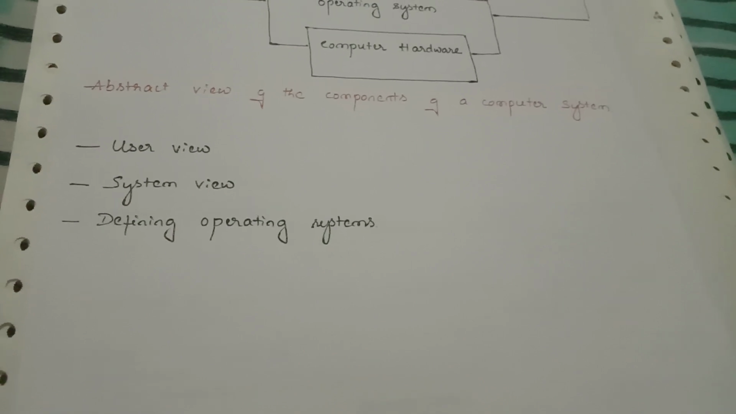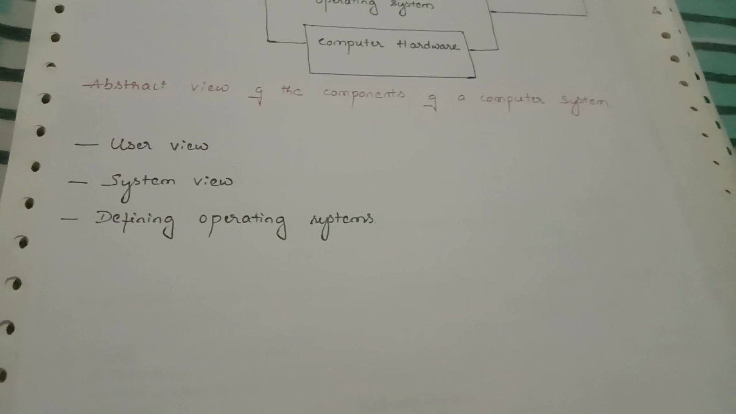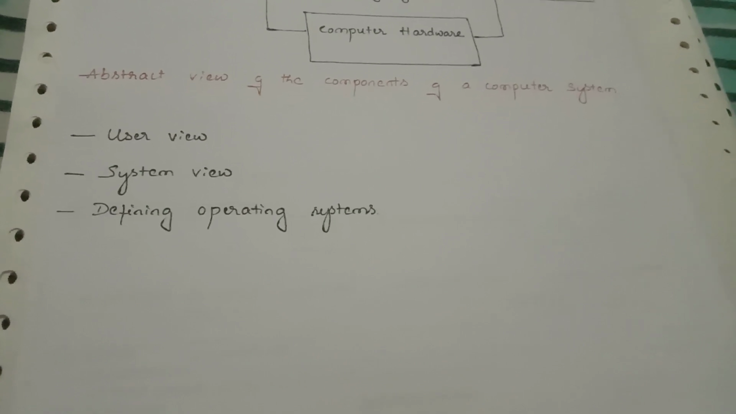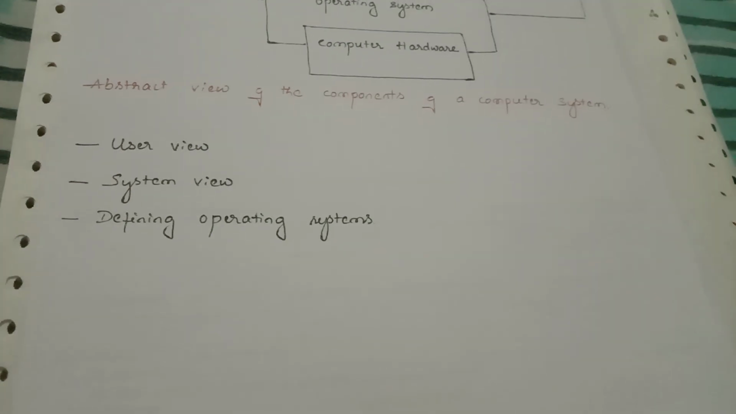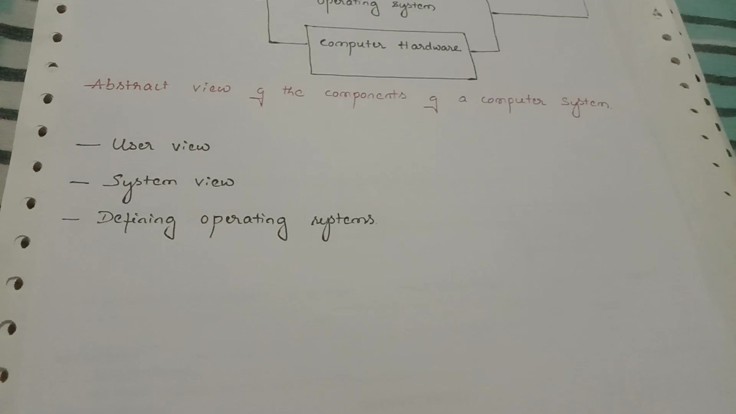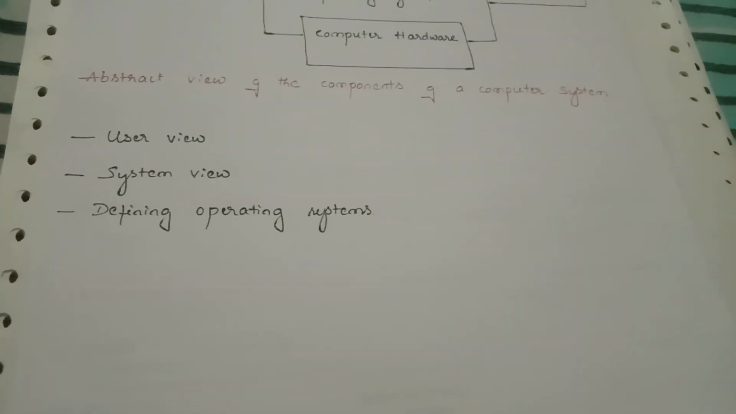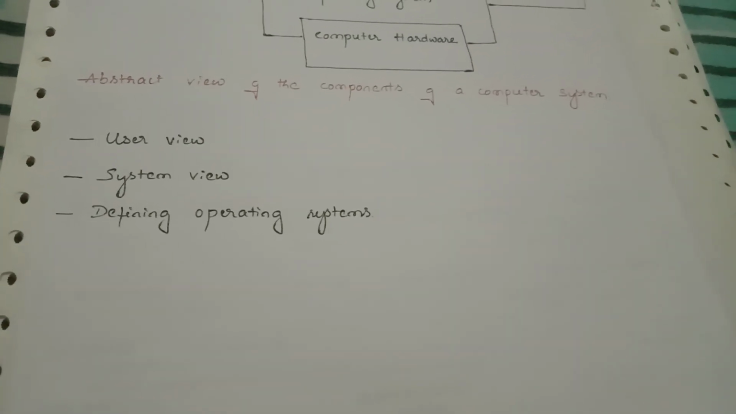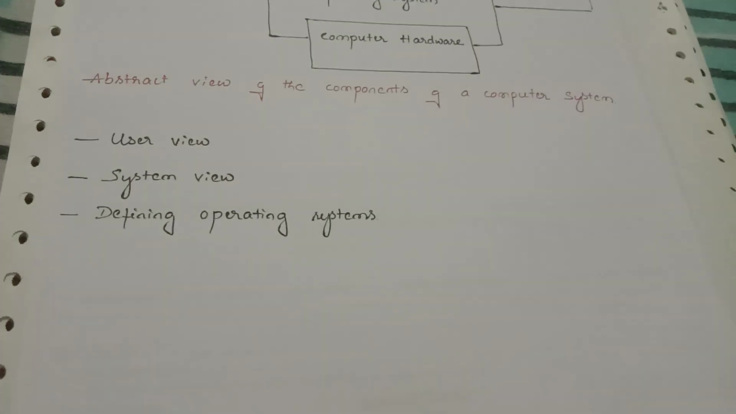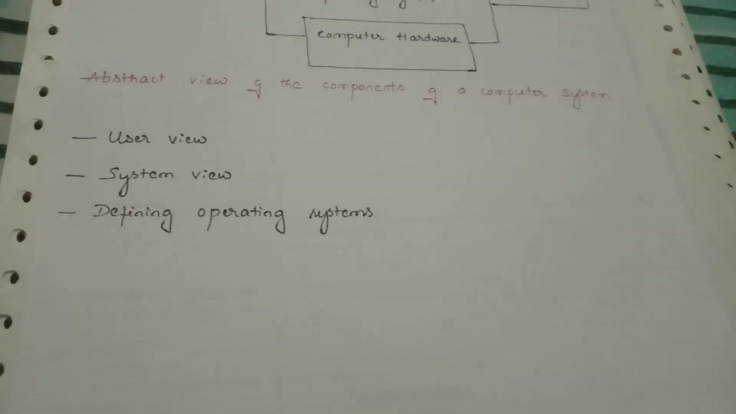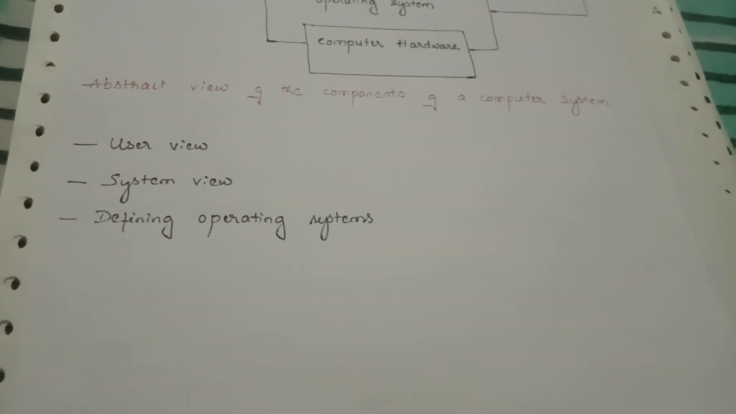A slightly different view of the operating system emphasizes the need to control the various IO devices and user programs. So the operating system is a control program. A control program manages the execution of user programs to prevent errors and improper use of the computer. It is especially concerned with the operation and control of IO devices.